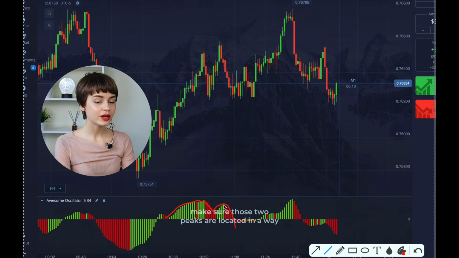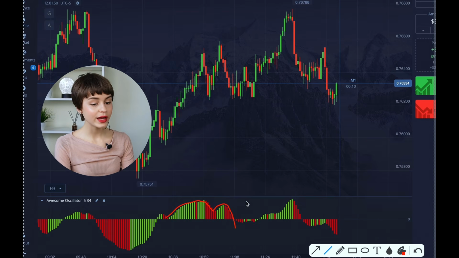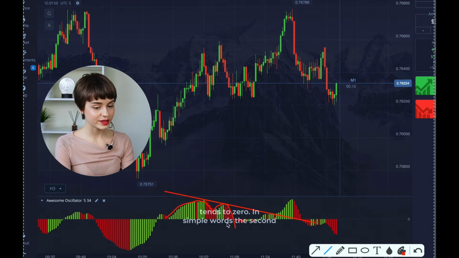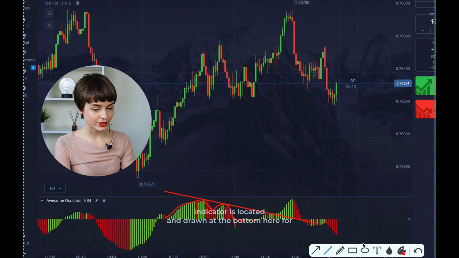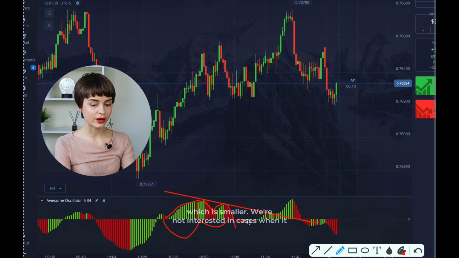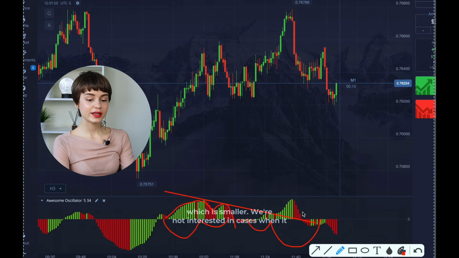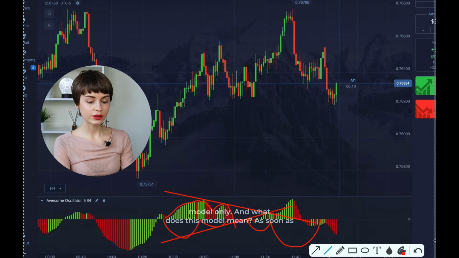We make sure those two peaks are located in a way that the straight line drawn through those two peaks tends to zero. In simpler words, the second peak, which is on the right, must be closer to zero than the first peak. Same thing when the indicator is drawn at the bottom. Here, for example, is a peak, and here's the second peak, which is smaller. We're not interested in cases when it looks like that. We're trading on this model only.